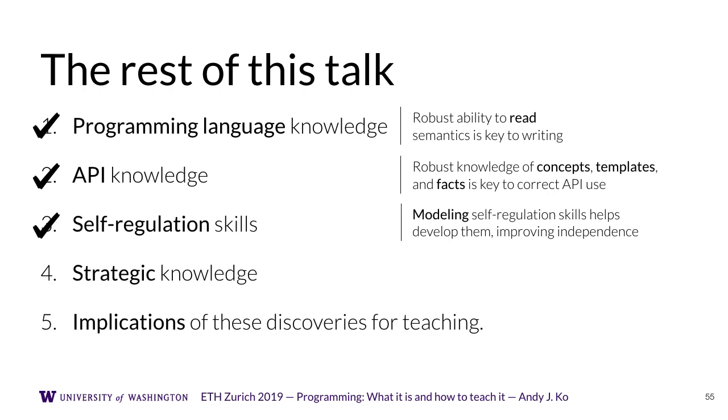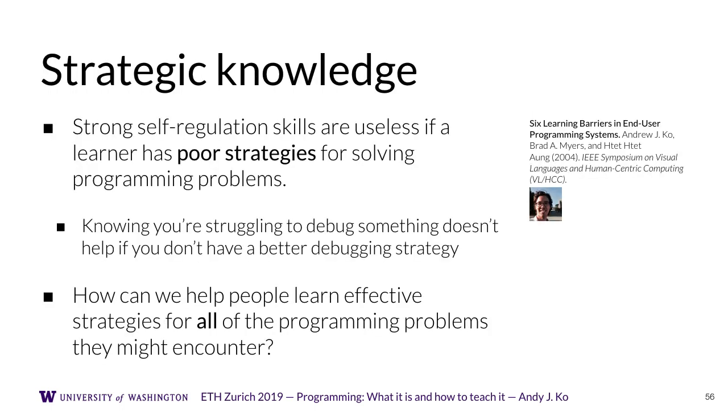All right, so self-regulation skills. The big idea was modeling how to think about your thinking. Now this fourth and last topic I want to talk about is strategic knowledge. So let me tell you what I mean by strategic knowledge.